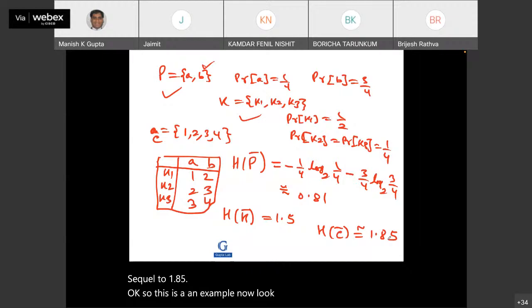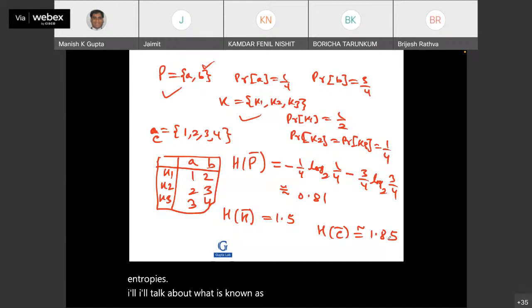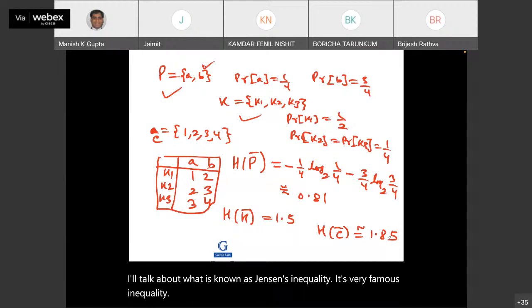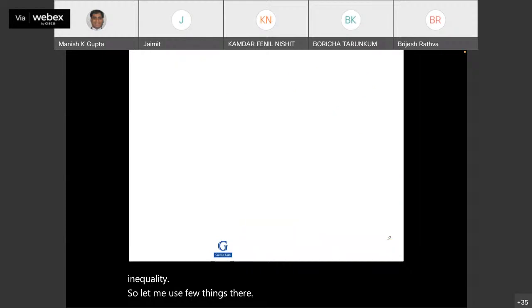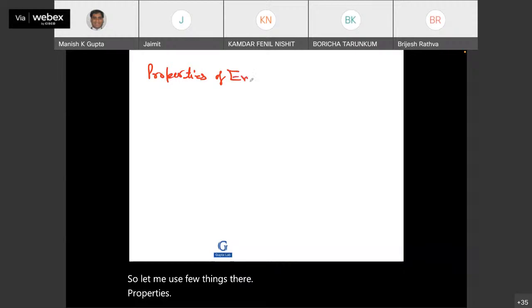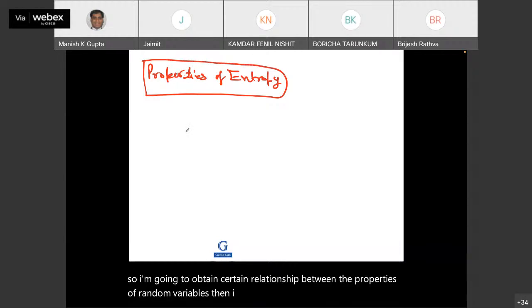Now let us look at certain properties of the entropies. I'll talk about what is known as Jensen's inequality. It's a very famous inequality. So I'm going to obtain certain relationships between the properties of random variables. Then I will show you how this can be applied to the random variables of ciphertext, plaintext, and the key.